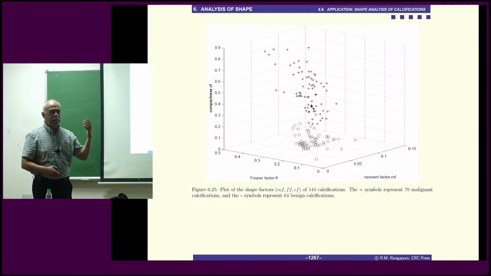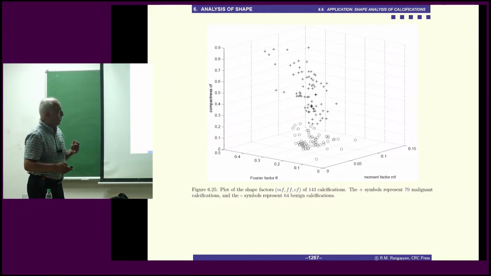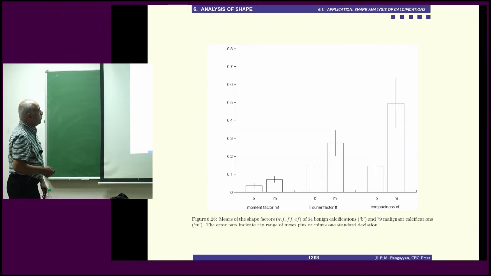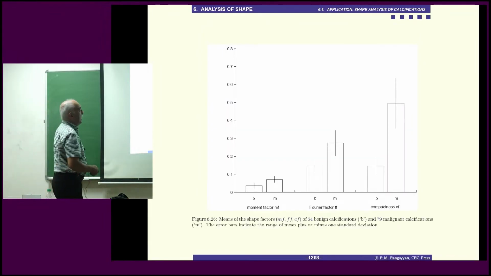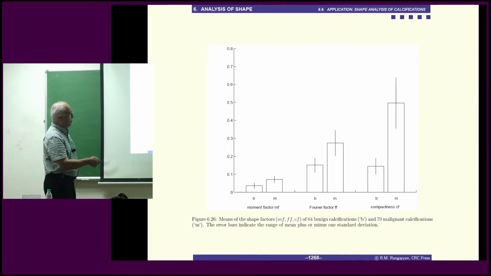Different pattern classification methods will give you different accuracy measures. We have used neural networks and we got nearly 100% accuracy with this data set. So another way to represent the features is in terms of mean and standard deviation. We didn't mark outliers in these box plots, one could also mark outliers. Benign and mean for malignant, and this is the standard deviation bar.